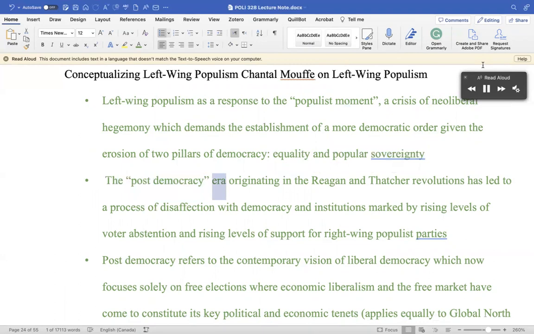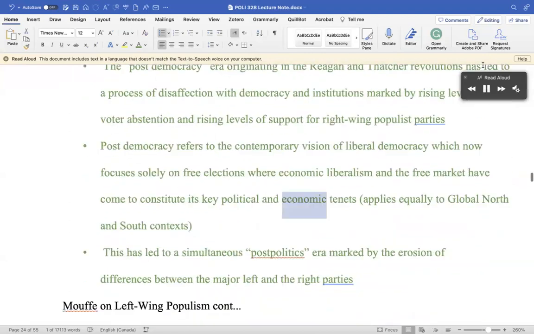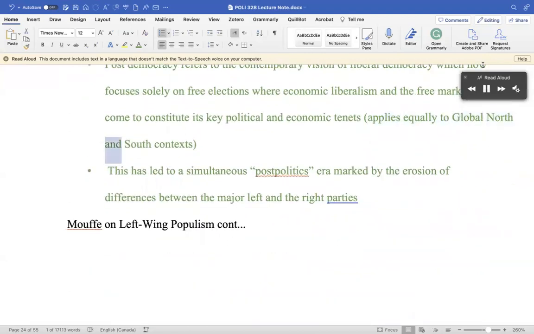The post-democracy era originating in the Reagan and Thatcher revolutions has led to a process of disaffection with democracy and institutions marked by rising levels of voter abstention and rising levels of support for right-wing populist parties. Post-democracy refers to the contemporary vision of liberal democracy which now focuses solely on free elections, where economic liberalism and the free market have come to constitute its key political and economic tenets, applying equally to global North and South contexts. This has led to a simultaneous post-politics era marked by the erosion of differences between the major left and right parties.